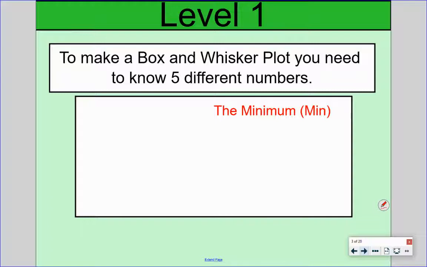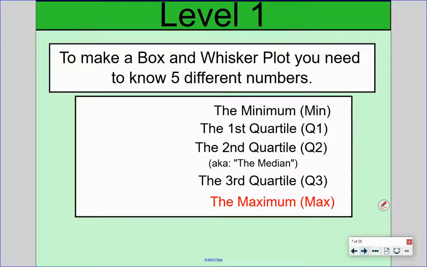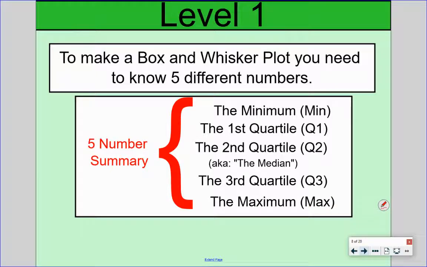First of all, we need to know the minimum number, the smallest number. We need to know the first quartile, abbreviated with Q1 lots of times. We need to know the second quartile number. That is also the same as the median. The median is the middle number, or what is in the middle. And the third quartile we need to know, and the maximum, the biggest, the highest data. These 5 numbers are known as the 5-number summary, and they are used a lot as we are learning statistics.